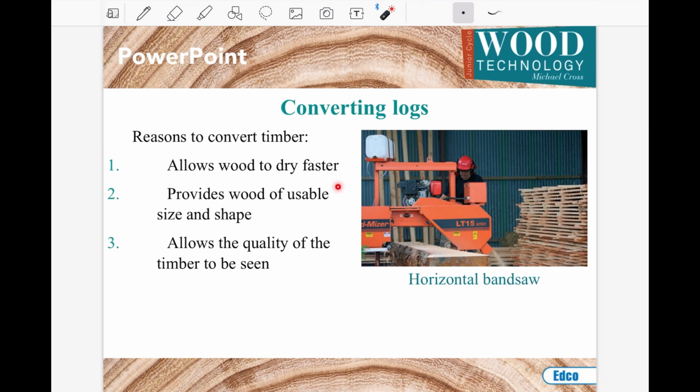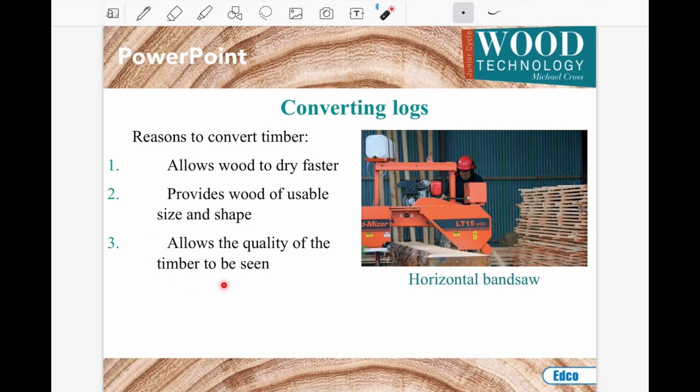And as I mentioned a while ago, I go into the storeroom, I take out a piece of timber. It is not a random size. It is a size that is more usable. So 20 millimeters by 45. You're used to getting timber that's that size. And that for us is far more usable.